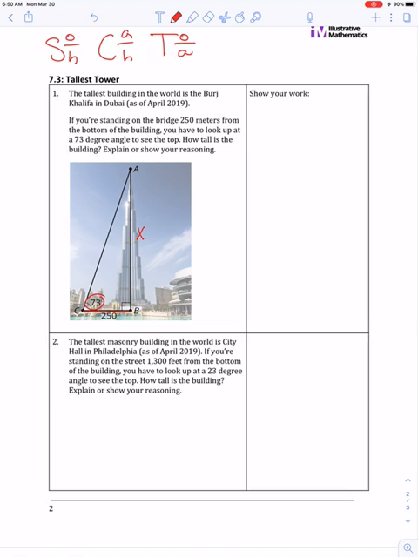So I have 73 degrees. I'm looking for the opposite side, and I'm given the adjacent side. So go up here. I don't want anything with the hypotenuse. I don't care about this length here. So we're going to go with tangent, which is going to be opposite over adjacent. So the angle I'm working with is 73 degrees. My opposite side we don't know. My adjacent side is 250.